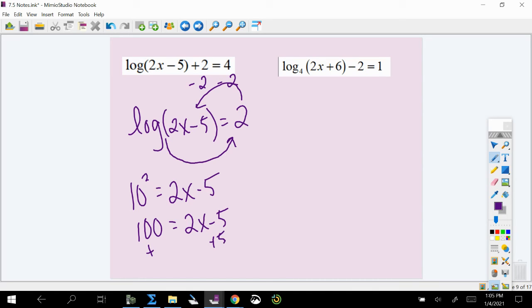Add 5 to both sides. You get 105 over 2, which also doesn't divide evenly, so you can leave it as 105 over 2. You could also write it as a decimal. Let's see, what would this be? This would be 52.5. Either one is completely fine.